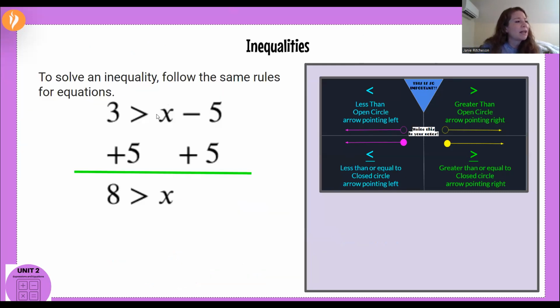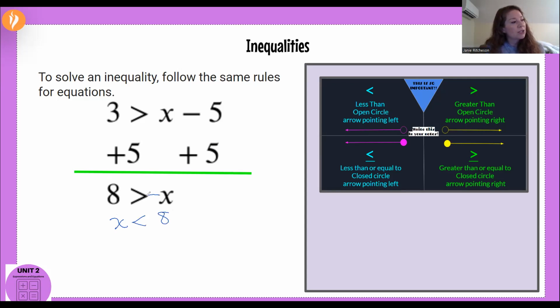Well, our x is on the right side of the inequality, which is fine. We're still wanting our x by itself. So what is over there on the side with x? Minus 5. What's the opposite of minus 5? Plus 5. So then we bring that x straight down. We bring our inequality sign down. And 3 plus 5 is 8. So 8 is greater than x. The same thing is x is less than 8.